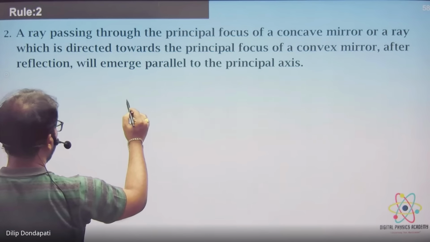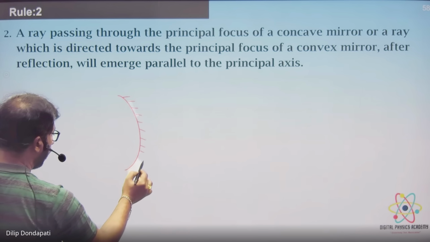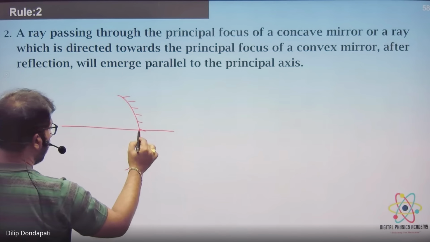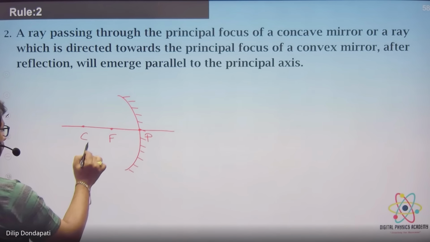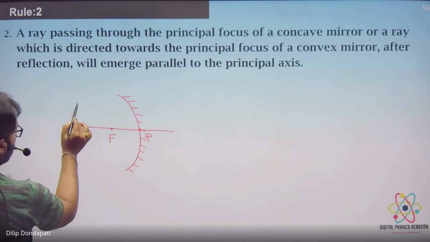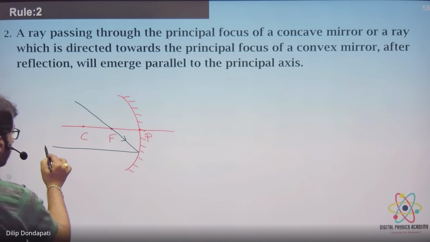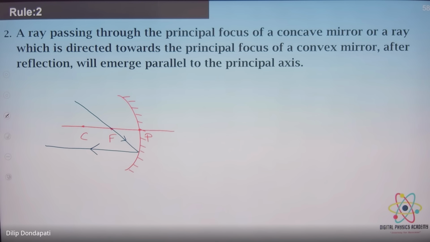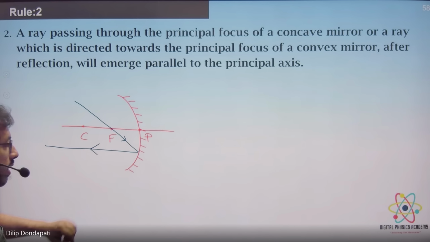Okay, I will draw for concave. Pole, focus, center of curvature. Now, when a ray passes through focus, after reflection it moves parallel to the principal axis. This is a rule, the second rule. Focus, parallel, parallel, focus, focus, parallel.